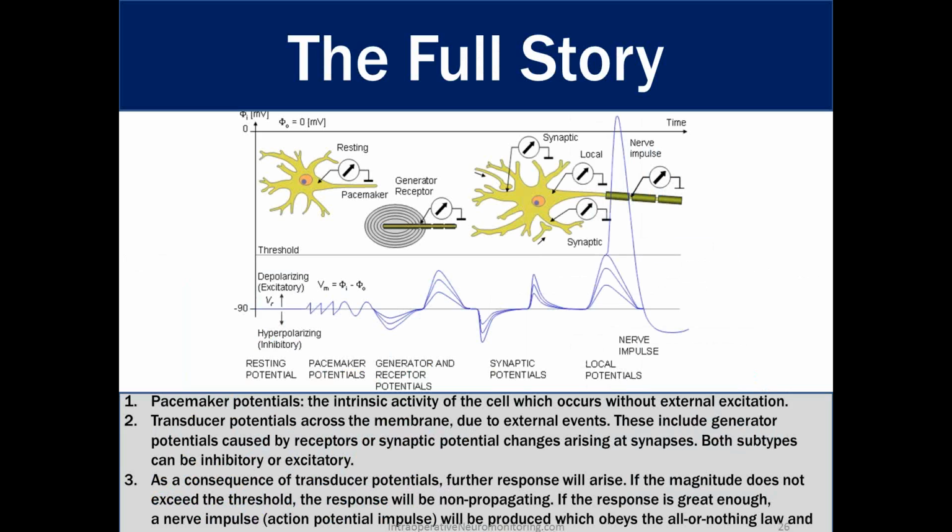So here's the full story. The pacemaker potentials or receptor cells, the intrinsic activity of the cell which occurs without external excitation. Transducer potentials across the membrane due to external events. These include generator potentials caused by receptors or synaptic potential changes arising at synapses. Both subtypes can be inhibitory and excitatory. As a consequence of transducer potentials, further responses will arise. If the magnitude does not exceed the threshold, the response will be non-propagating. If the response is enough, the nerve impulse or the action potential will be produced, which obeys the all or nothing law and proceeds unattenuated along the axon fiber.